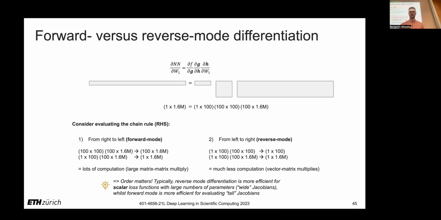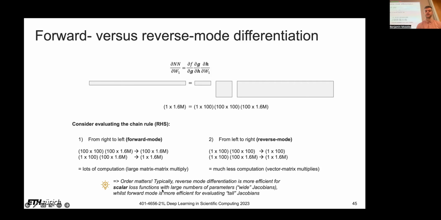So this is a real key takeaway when you're training neural networks: the order matters when we're doing the chain rule and gradient descent. And so we would call the right-hand side here reverse mode differentiation, and we would call the left side here forward mode differentiation, based on how we evaluate the chain rule.